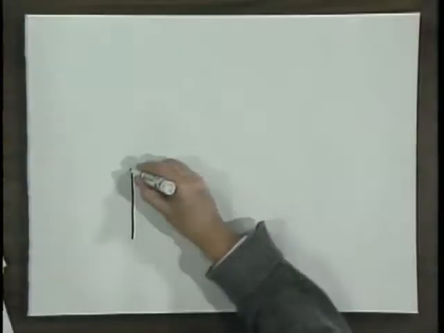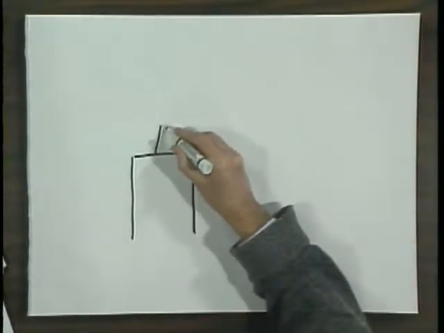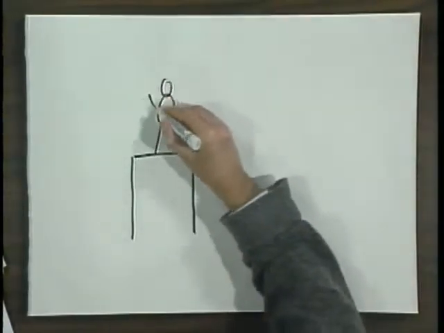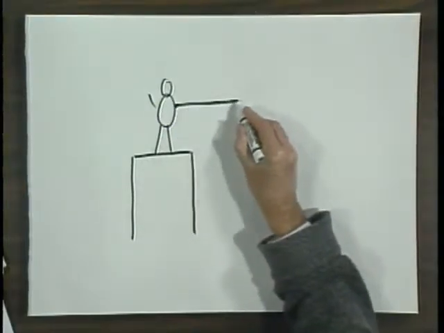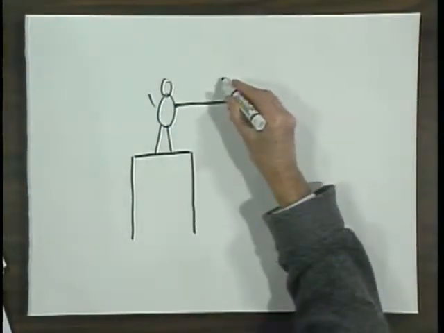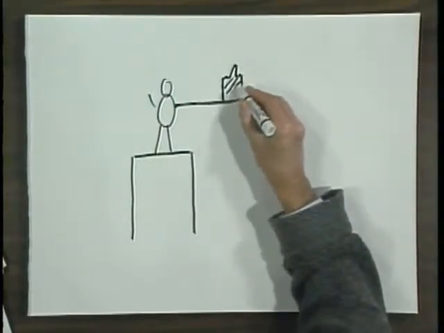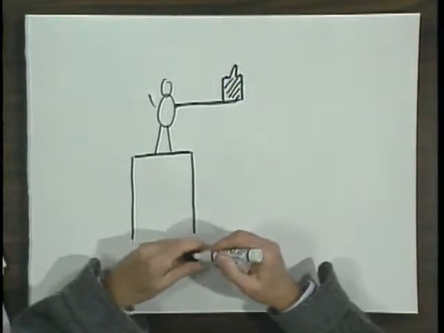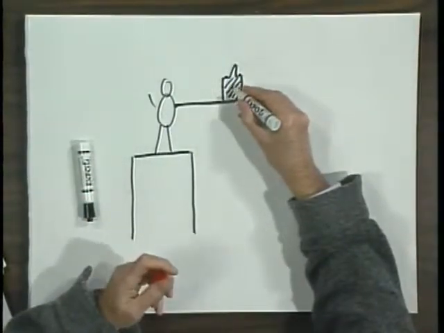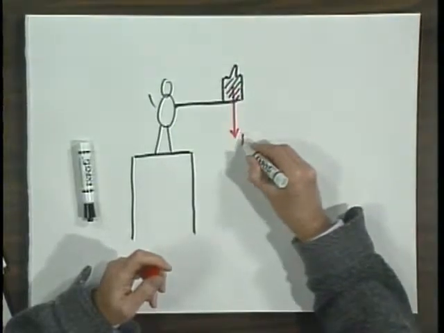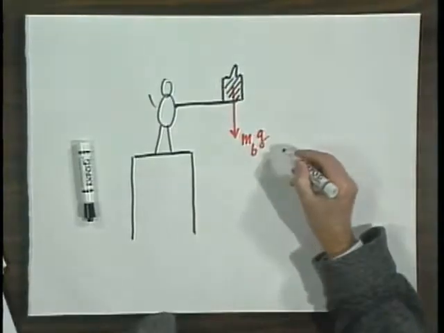Suppose I stand on a table. This is the table, and I stand here. And I have here, carrying in my hand, a bottle of water. Let's say it's 1 gallon of water. Well, this bottle of water has a mass m bottle, so the gravitational force down is m_B g.